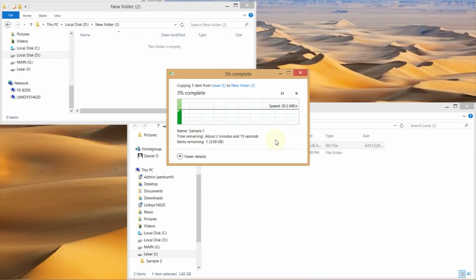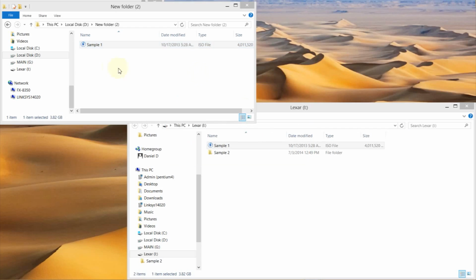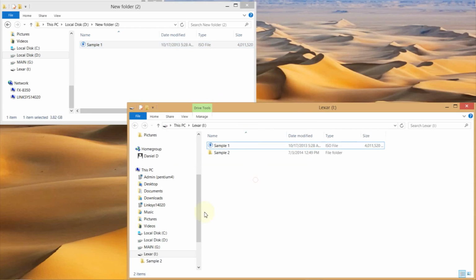Okay, so with the 4 gigabyte ISO, we're getting about 30 megabytes per second. Two minutes and 15 seconds to copy. 1 minute 45. So again, 30 megabytes per second read speed over USB 2.